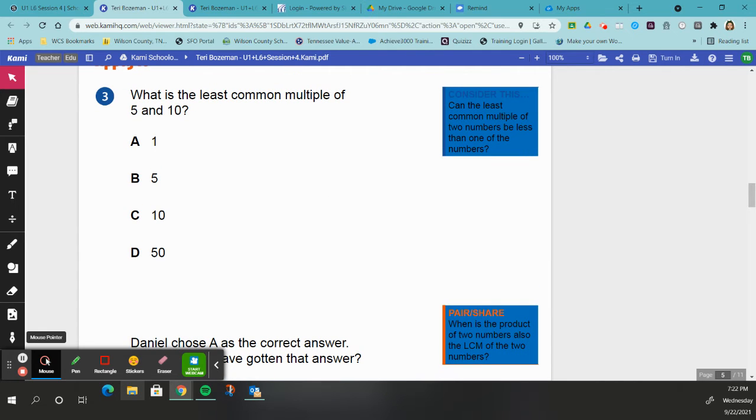What is the least common multiple of 5 and 10? So when we're thinking of multiples, remember it's kind of like counting by that number. So 5, 10, 15, 20, 25, 30, 35, 40. If we were counting by tens, 10, 20, 30, 40. So take a minute, pause the video, see if you can find the least common multiple of 5 and 10.